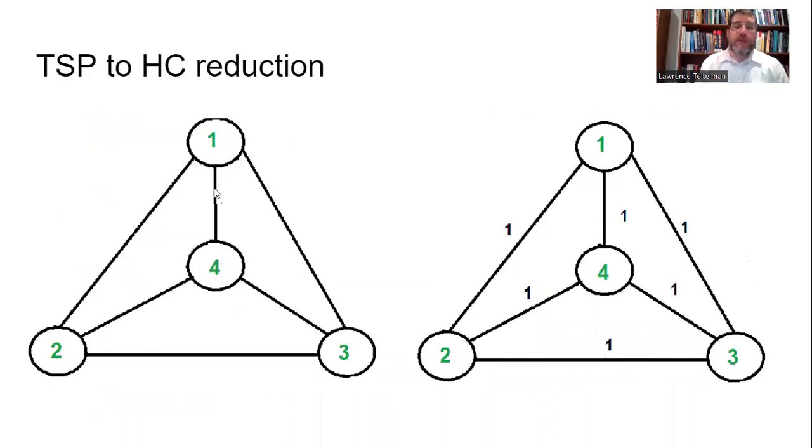So here is the reduction. Here is the Hamiltonian circuit problem. The question is, can I visit each vertex, come back home, and only visit each vertex once? Here's the traveling salesman problem. It says, can I go from 1 to each vertex and return back to 1 with minimum cost? But if all the edges have the same cost of 1, then I'm really saying, is there a Hamiltonian circuit with a cost of 4? Because what would that mean? It means I can visit each vertex and come back to 1 with a cost of 4.